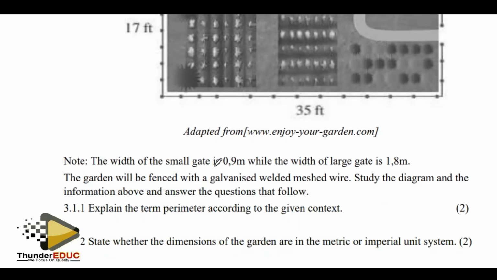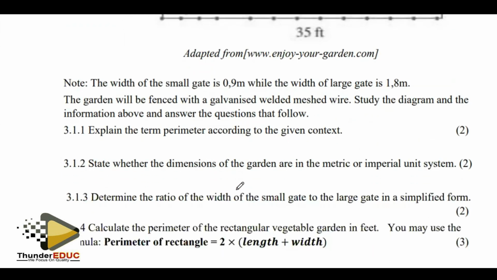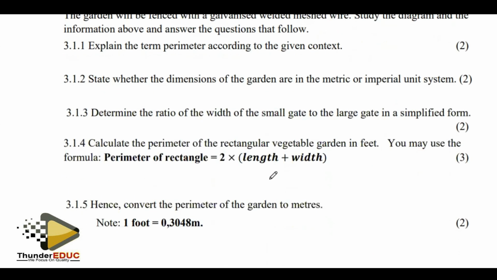The width of the small gate is 0.9 meters, while the width of the large gate is 1.8 meters. The garden will be fenced with galvanized welded mesh wire. Study the diagram and the information above and answer the questions that follow. Question 3.1.1: Explain the term perimeter according to the given context.